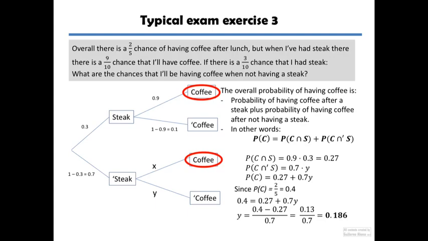In reality, at the end, the important thing is to be very careful to figure out exactly what they're asking you. And this one is, what are the chances that I'll be having coffee when not having a steak? So I make my diagram here, and I have to figure out the chances that I'll be having coffee when not having a steak. So I need to figure out this one. But to calculate that one, I'm going to be needing other values. So I'm going to get to this point, I'm going to have to figure out other probabilities along the way, and then I'll be able to use these formulas to solve for this.